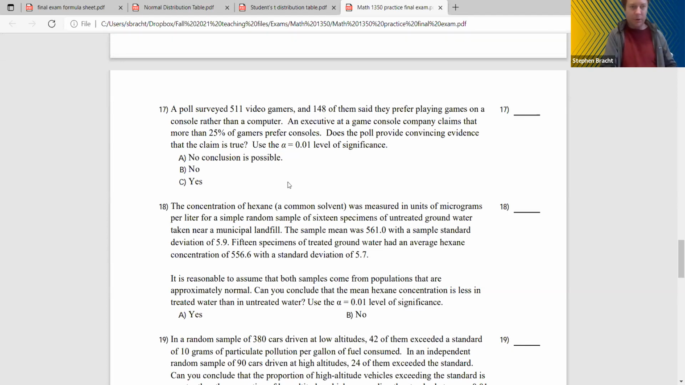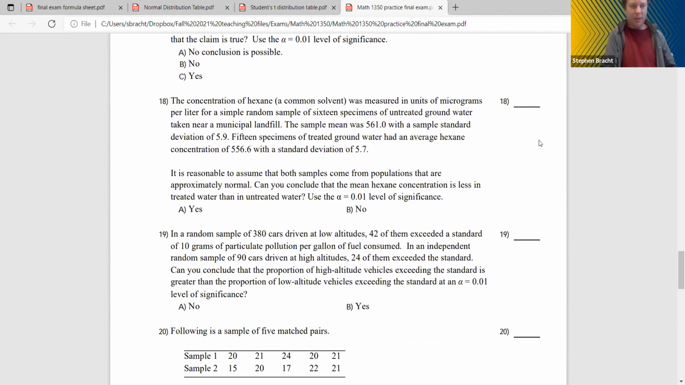All right, so these last three are from the chapter 11 material, right, where we're doing comparisons between populations. 18, the concentration of hexane, a common solvent, was measured in units of micrograms per liter for a simple random sample of 16 specimens of untreated groundwater taken near a municipal landfill. The sample mean was 561 with a sample standard deviation of 5.9.